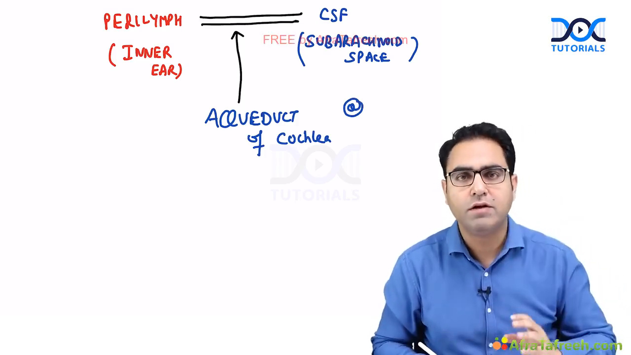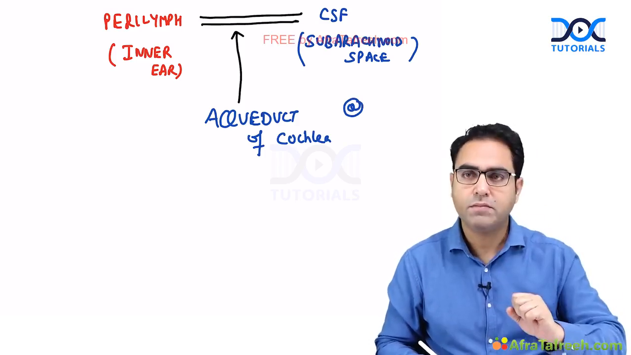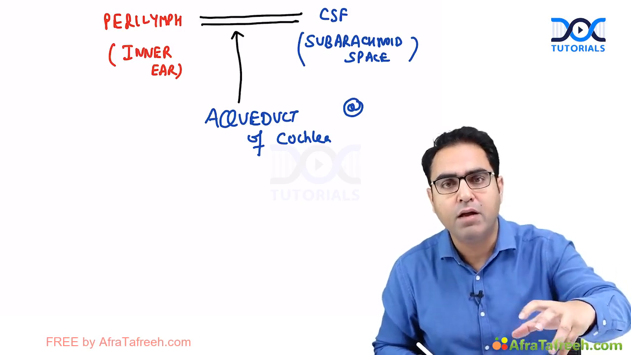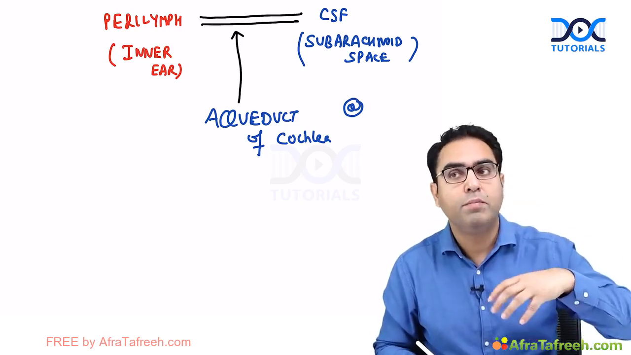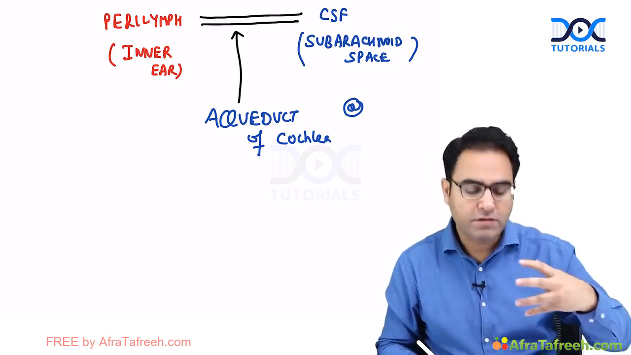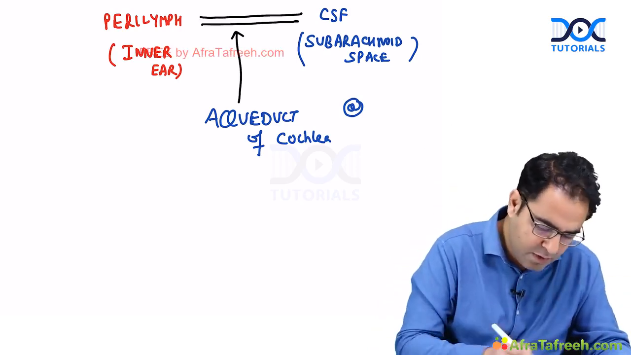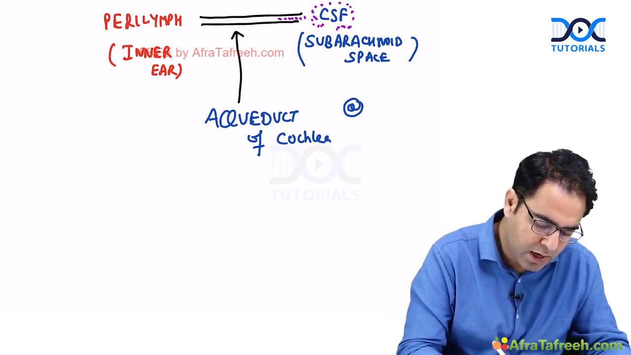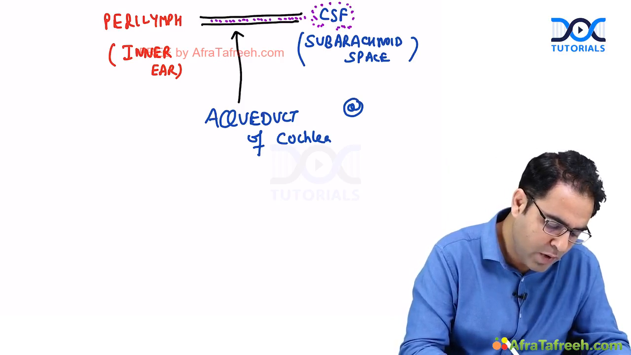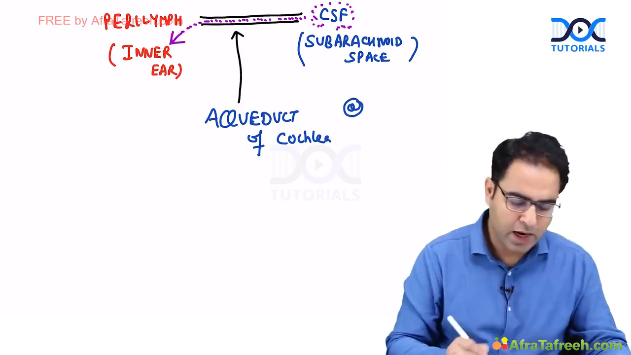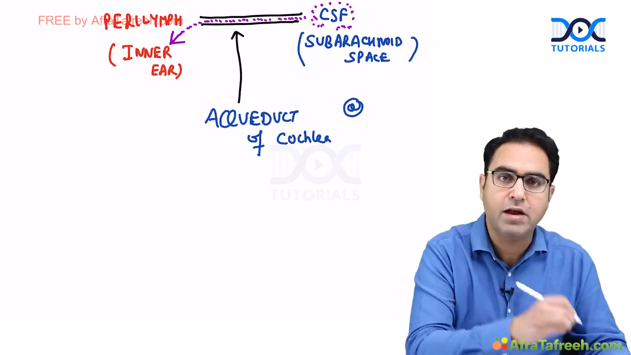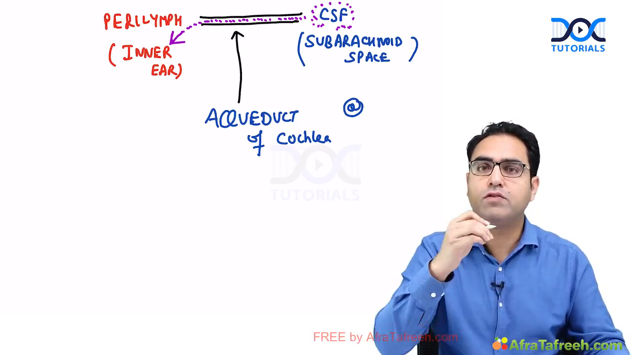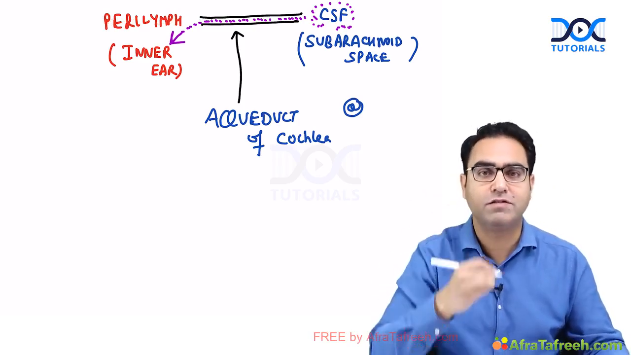Guys, don't you think this connection can be dangerous? Your brain is your neighbor, and if something goes wrong with the neighbor, it affects you also. So the brain can get meningitis. Look at the screen, this brain got meningitis. The same bacteria can travel through the aqueduct of cochlea and reach the inner ear also, and they can damage the inner ear. That is why meningitis has one complication which is called post-meningitis deafness.